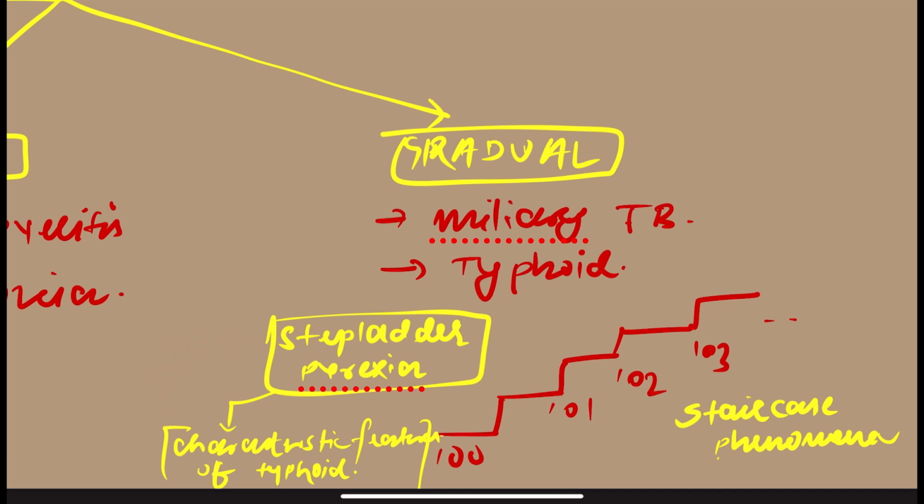Stepladder feature of typhoid indicates that there is a gradual increment of the body temperature, like from 100 degree Fahrenheit to 101, and next day 102, next 103. It is also known as the staircase phenomenon.